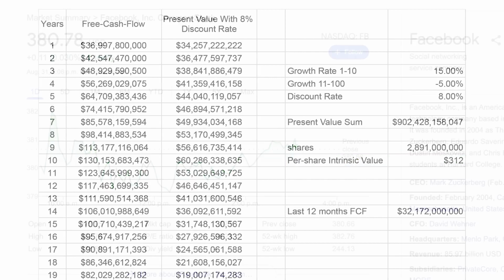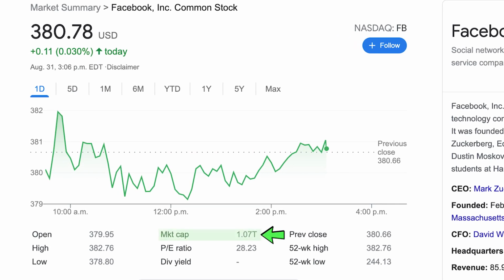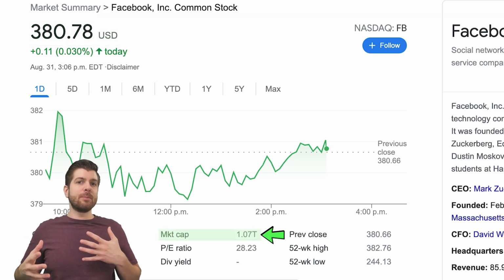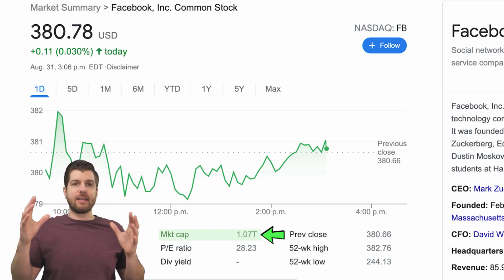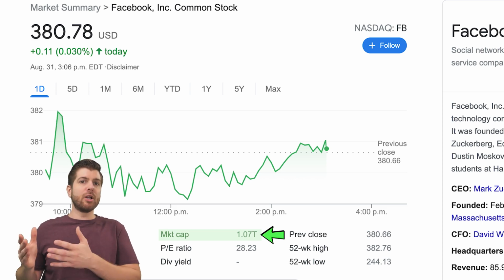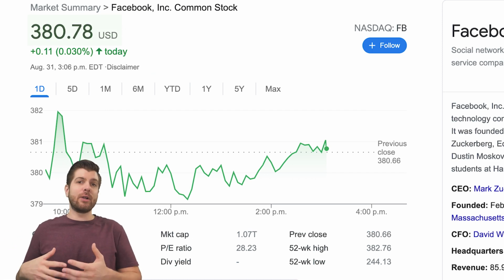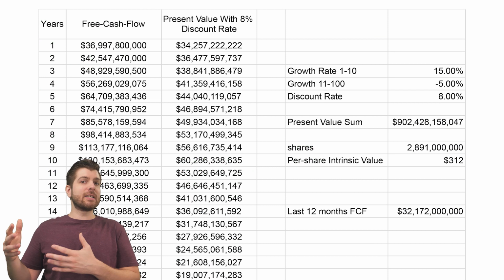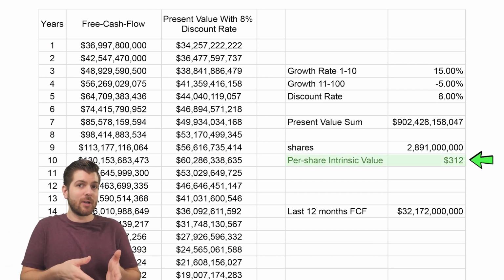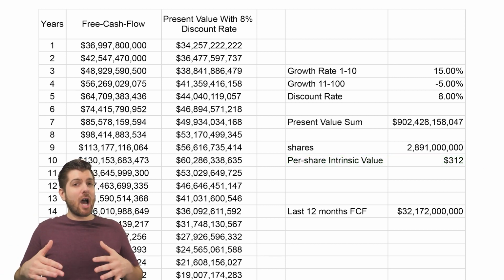Cool, right? And if we go ahead and pull up a Facebook quote to see what the current market price is, we can see that the market cap is a little over $1 trillion and the market price per share is $380.78. Market cap, by the way, can also be thought of as what the market thinks the entire company is worth. And it's just simply the current price per share multiplied by the number of shares outstanding. All right, so since Facebook is trading at $380 per share right now, and we've just calculated that it's worth $312 per share, it means that based on our estimates of future free cash flow, it's not a good buy.